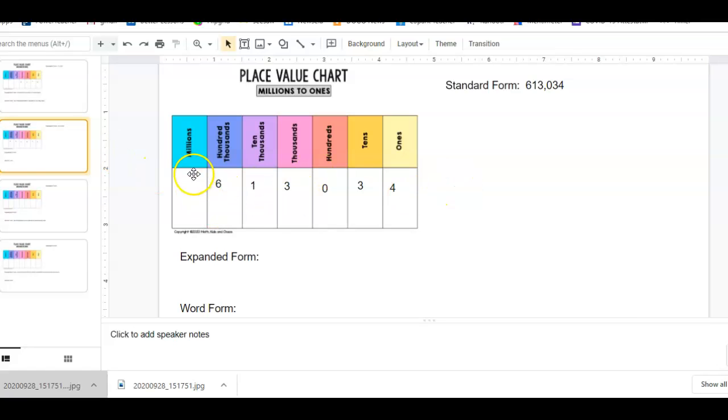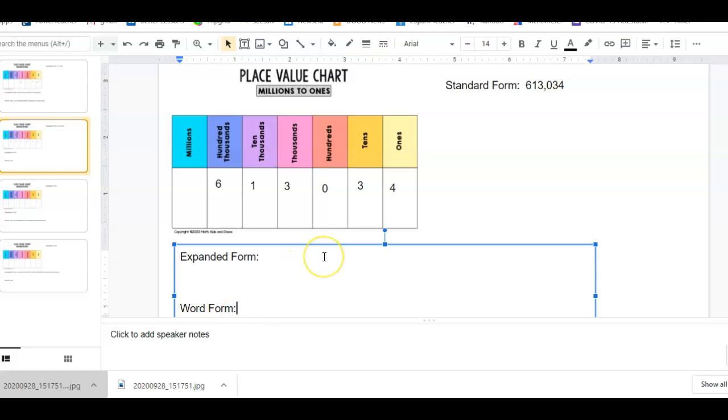Let's see another one. Here we've got a bigger number, and I already wrote it in standard form. So we have 613,034, right? Comma between the thousands place and the hundreds place because we have 2 separate periods. So if we have it in standard form, we need to write it in word form and expanded form. Let's try word form first.